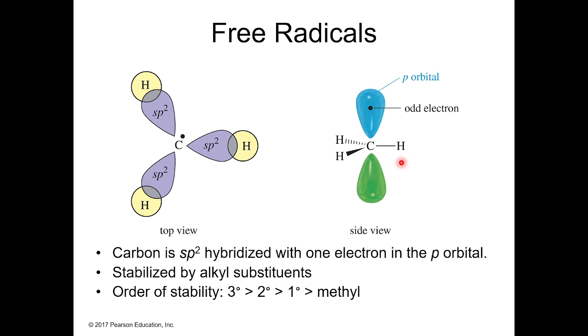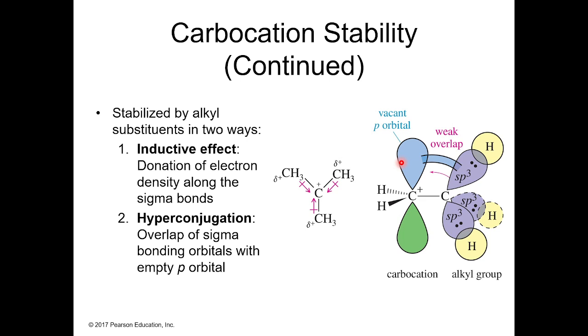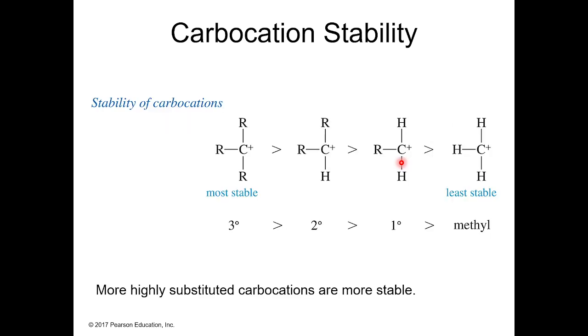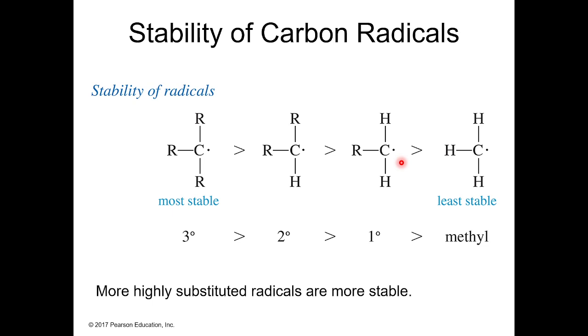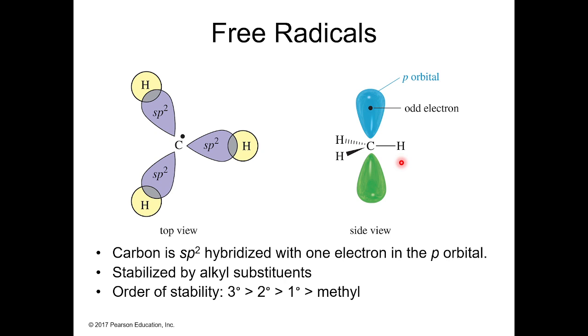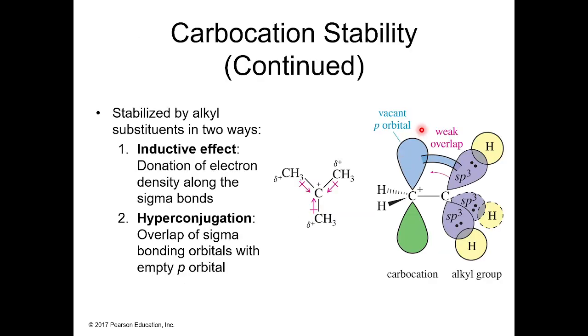This is going to, again, be stabilized by alkyl substitutions, just like the carbocations. Remember the order of stability for carbocations? Exact same for free radicals, okay? Because, again, it has the same things that will stabilize it. What could stabilize an empty p orbital? Well, we could get a little bit of inductive effect, pulling the electrons closer from the sigma bonds around it. We could also get hyperconjugation, pulling electrons in from the bonds that overlap it above and below the structure.